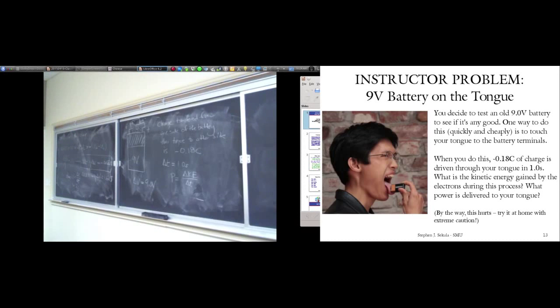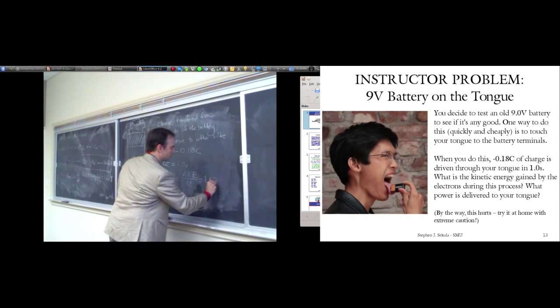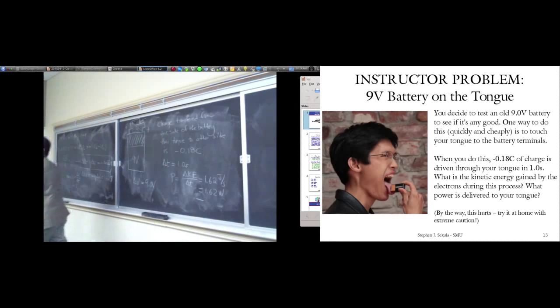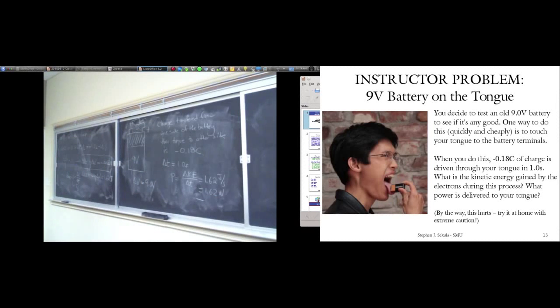That's the reason I picked this one for the instructor problem. It's got really easy numbers in it, right? Look at me, so clever. This is just 1.62 joules per second, or 1.62 watts. A watt is a joule per second. When you're famous and you discover something, you get stuff named after you. Either you do it, which is kind of egotistical, or somebody else does it for you, which is kind of a nice present. So Watt, of course, was a physicist and has this unit of power named after him.